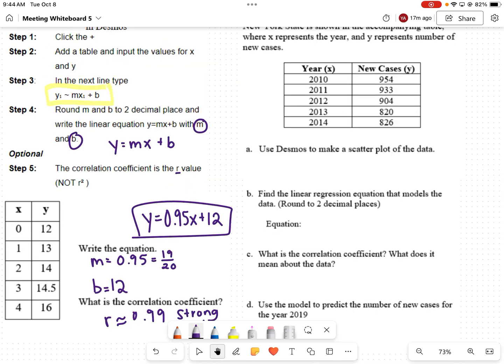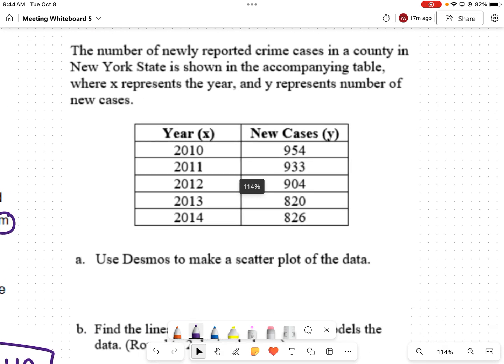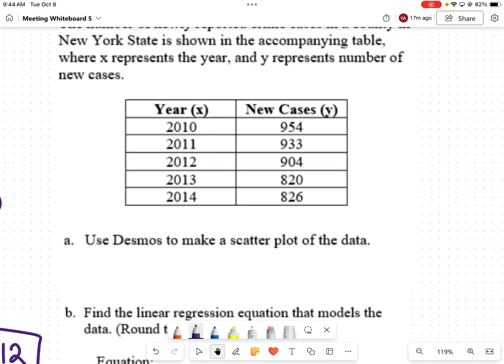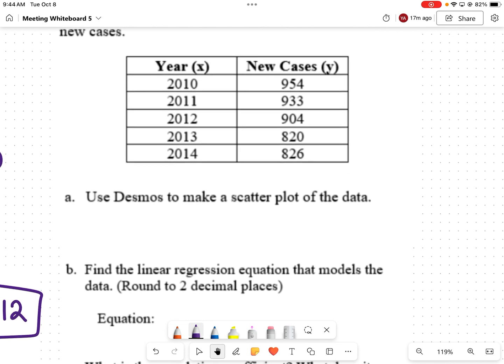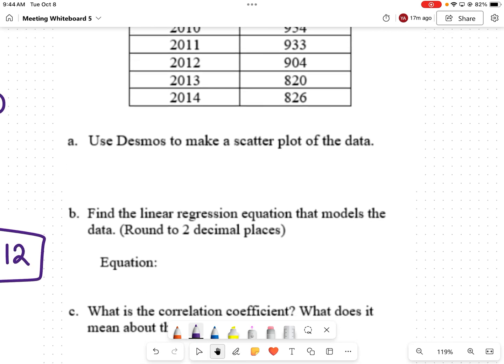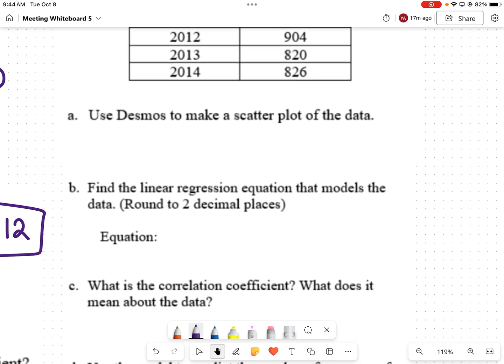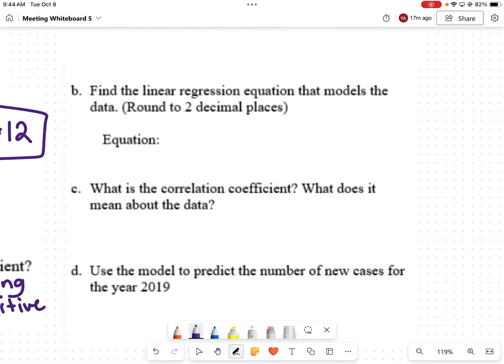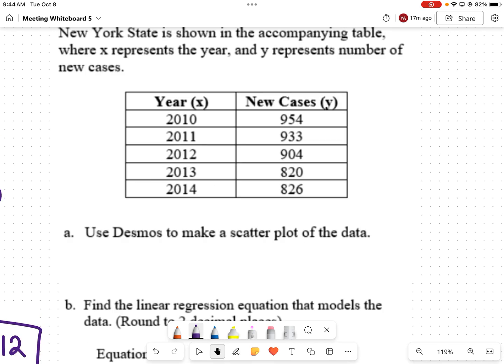Okay, let's go to the next one. This is a word problem. The number of newly reported crime cases in a country in New York State is shown in the accompanying table, where X represents the year, Y represents the number of new cases. Use Desmos to make a scatter plot of the data. Find the linear regression equation, find the correlation coefficient, predict the number of new cases for year 2019.